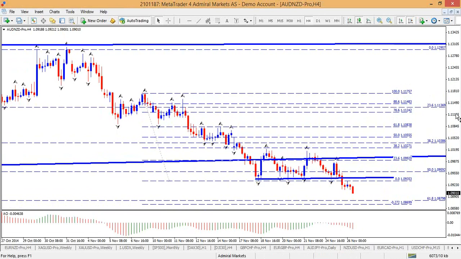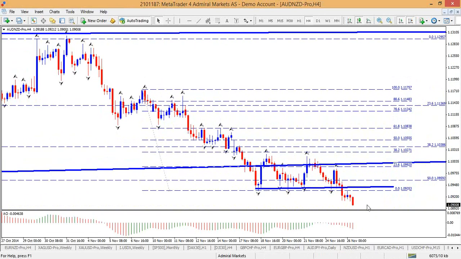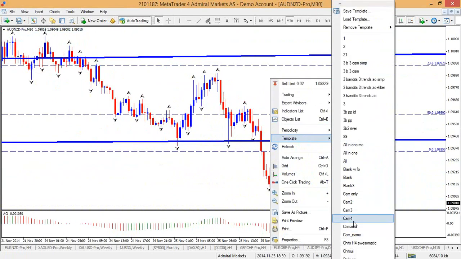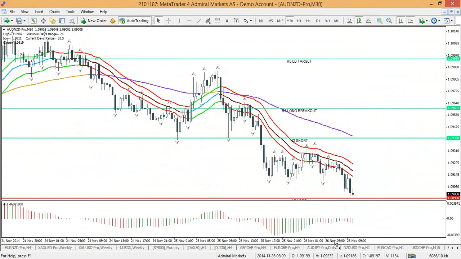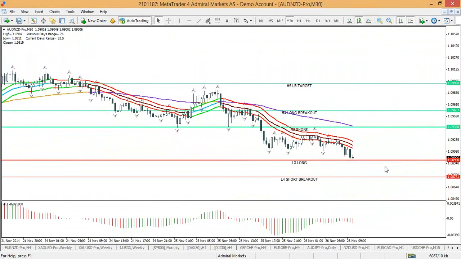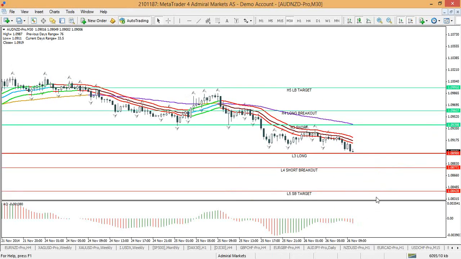Right here, I wouldn't do anything at this point. From a Camarilla point of view, we're at the L3. So if we do bounce slightly, it could be a breakout when we push through the L3. Target is L4, L5, L5 probably. I'm not sure exactly where our fibs are compared to the L5.